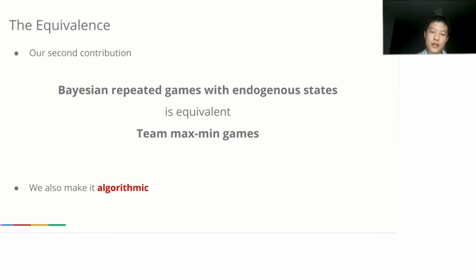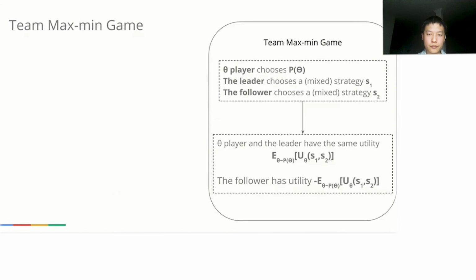So we once again reduce a multi-round game to a one-round game and show their equivalence. And we further made this equivalence algorithmic. So what is team max-min game? In team max-min game, again, we have one more player, the theta player, who controls the distribution of the states. And in this game, neither the leader nor the follower can observe the actual state that is being sampled. So all these three players choose their strategy simultaneously. The reason why this game is called team max-min game is because the theta player and the leader form a team so that they share the same utility. And the follower's utility is simply the opposite of the leader's utility.